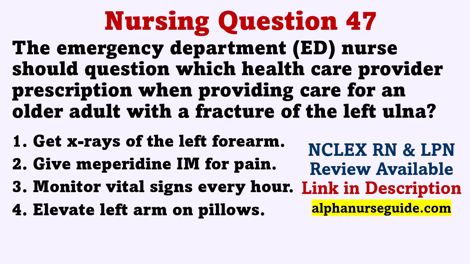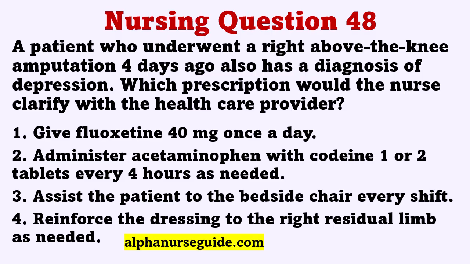in the affected extremity. A patient who underwent a right above the knee amputation 4 days ago also has a diagnosis of depression. Which prescription would the nurse clarify with the healthcare provider? 1. Give fluoxetine 40 milligrams once a day. 2. Administer acetaminophen with codeine 1 or 2 tablets every 4 hours as needed. 3. Assist the patient to the bedside chair every shift. 4. Reinforce the dressing to the right residual limb as needed.